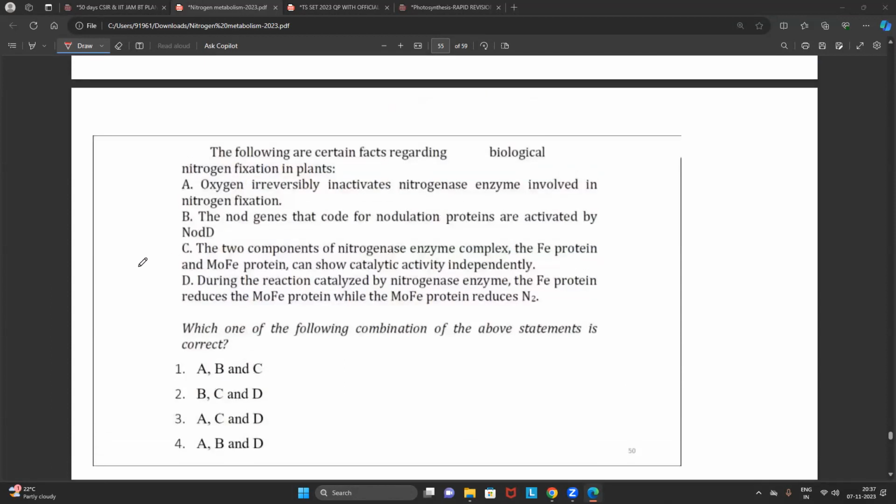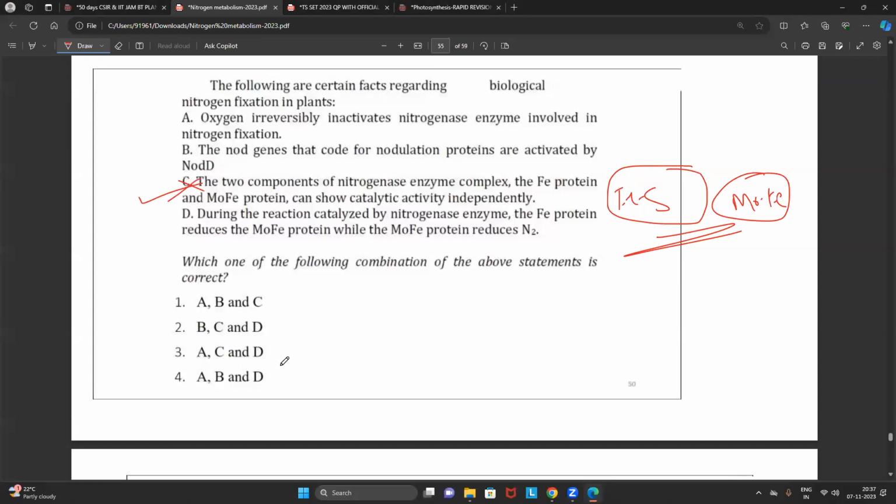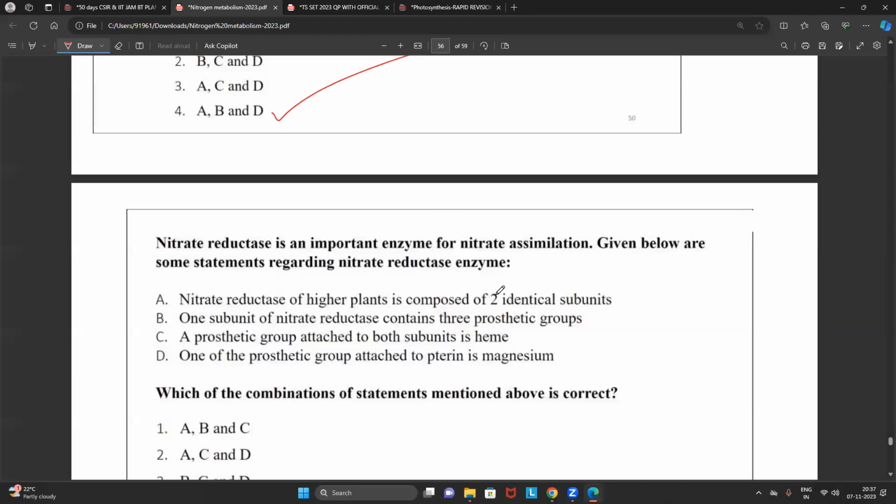Tell me, all the students, why option C is the wrong option. Why? Because both are dependent. First, iron sulfur protein is donating the electron to the molybdenum iron. Both are working cooperatively, we can say. Correct? Hence, option C is the wrong answer. Hence, the correct answer is A, B, and D.